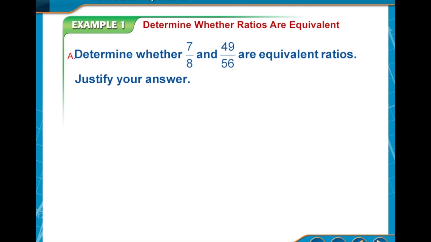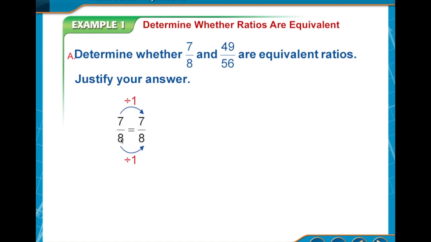So a ratio given by a fraction, 7 over 8, and the fraction 49 over 56. We want to look at those and think about, are they equivalent? Are they the same? And we can justify our answer. So first, to look at these, we want to know some way to compare these meaningfully. And the way we can do that is by making each one in simplest form.